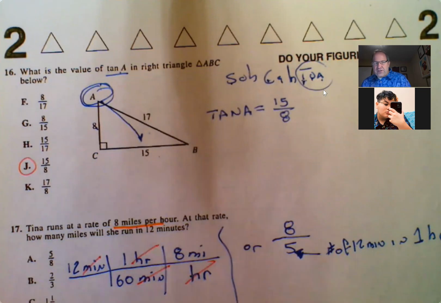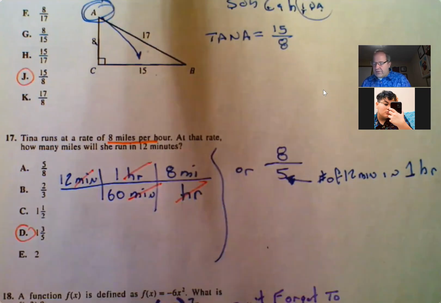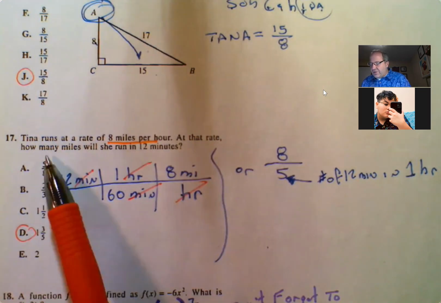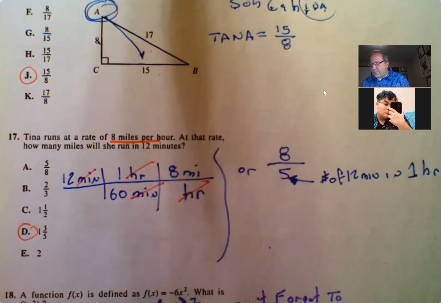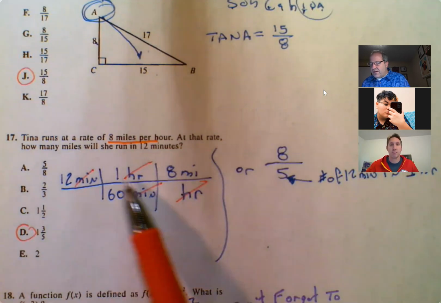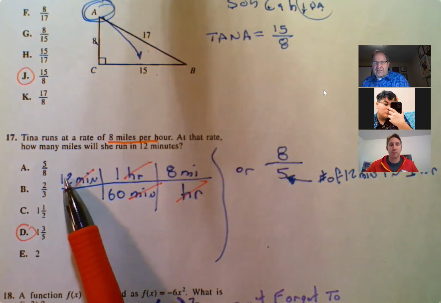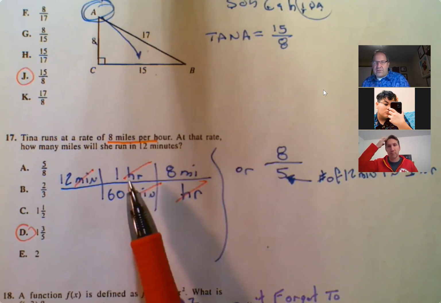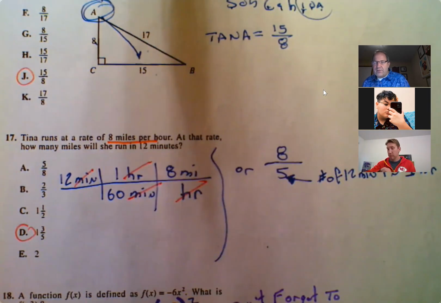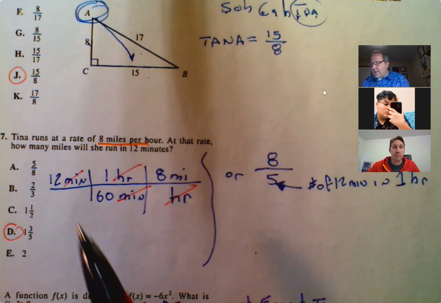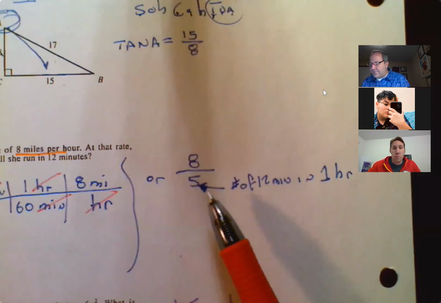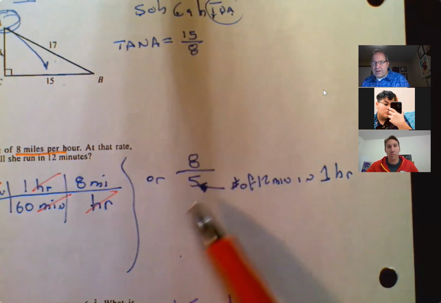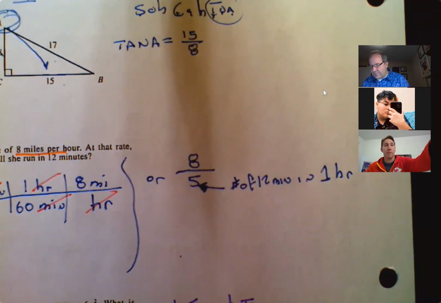17, another unit conversion question, just like we had earlier. We're told Tina ran at a rate of 8 miles per hour. How far would she run in 12 minutes? Well, you could do conversions, right? Convert the 12 minutes into hours, and then convert the hours into miles. Or, you know what? How many times does 12 minutes go into an hour? I think 5 of them. So you could just do 8 divided by 5. Kind of quick also.